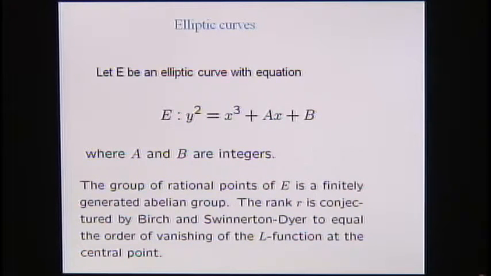Okay, so now we're not actually going to deal with that problem. Instead, we're going to look at quadratic twists. So we're going to look at a family of quadratic twists of a fixed elliptic curve. And so we'll just take an elliptic curve in this Weierstrass form. Y squared is x cubed plus ax plus b, let's say, where a and b are integers.